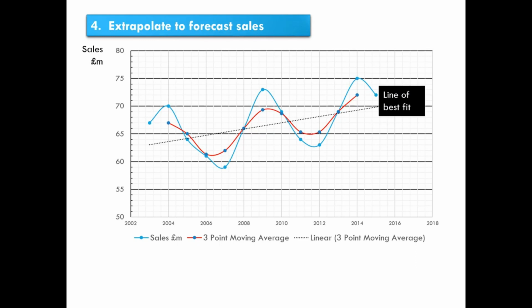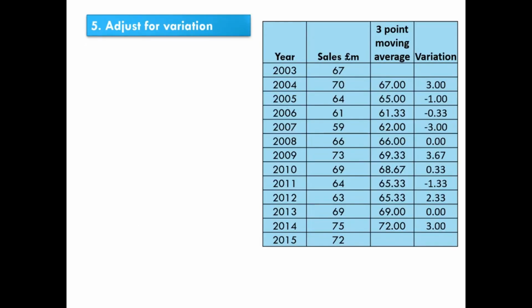So I've got my line of best fit here and I've extended it, but actually my line of best fit won't necessarily be completely accurate against my actual data. And there might be some variation that I've missed out. And so what I need to do is adjust for this variation. So here's a very good example on the right hand side.